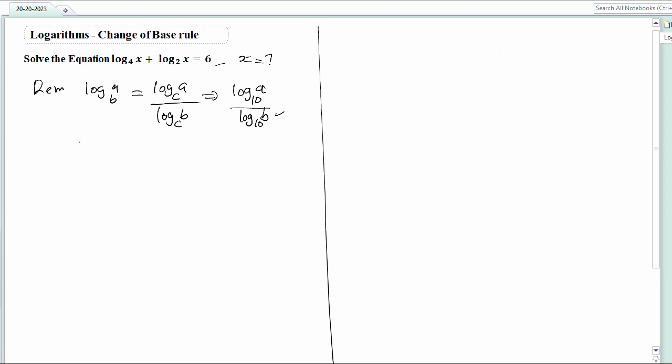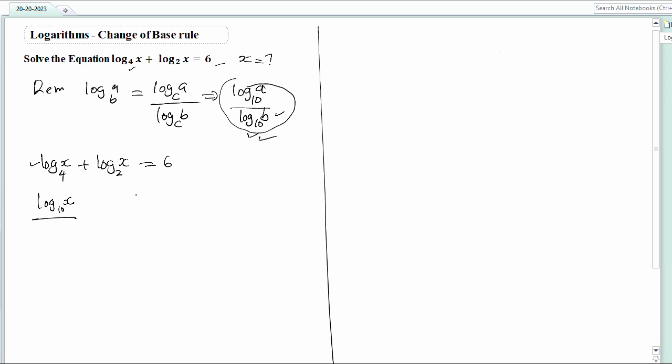Now, having this knowledge here, we can go ahead and apply it. So our question, we have log x base 4 added to log x base 2, and this equals 6. If I start with log x base 4, using the change of base rule, I'm going to change this into base 10, and apply this rule here.